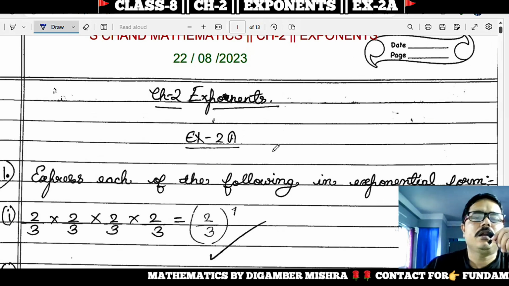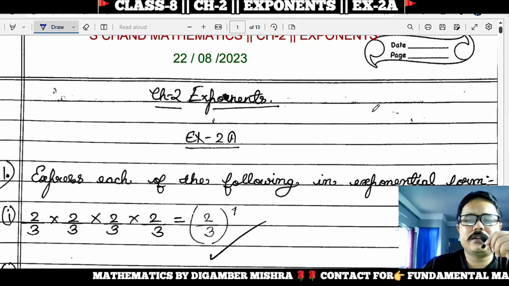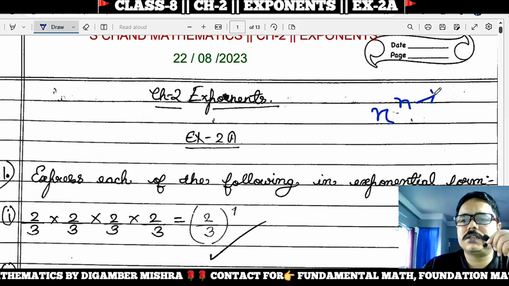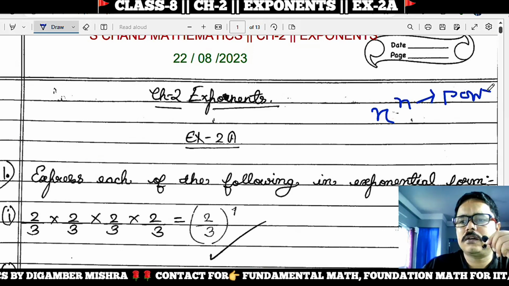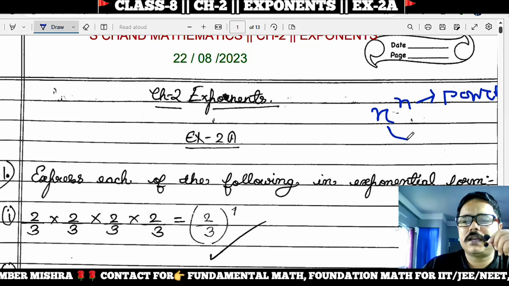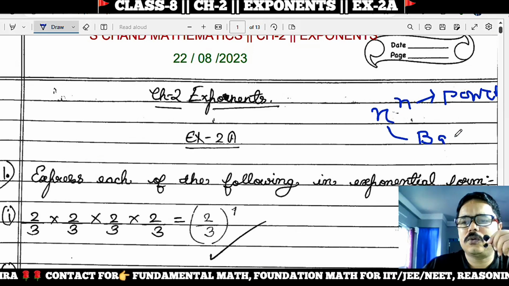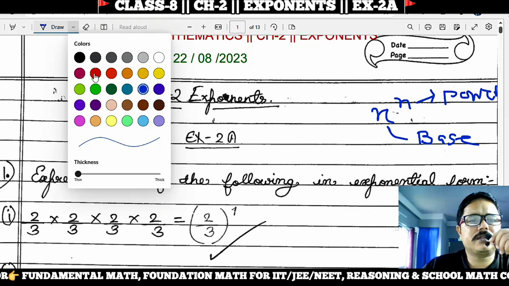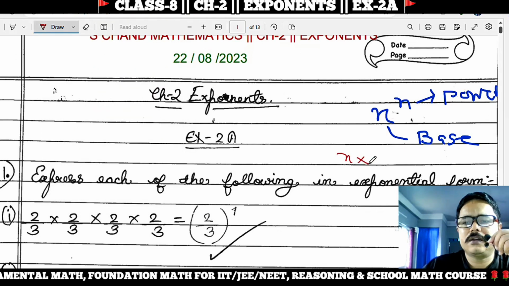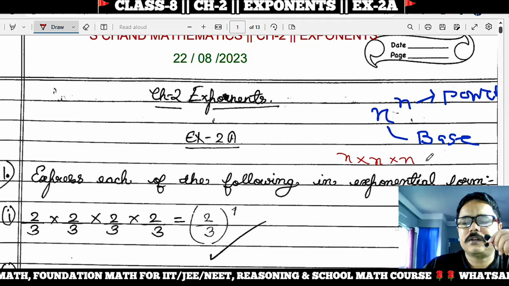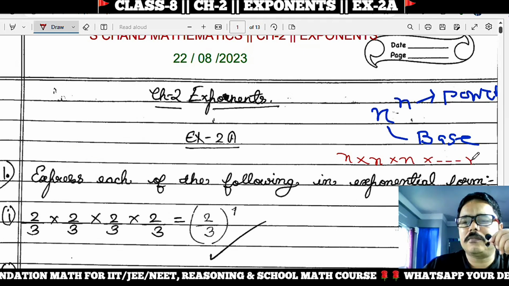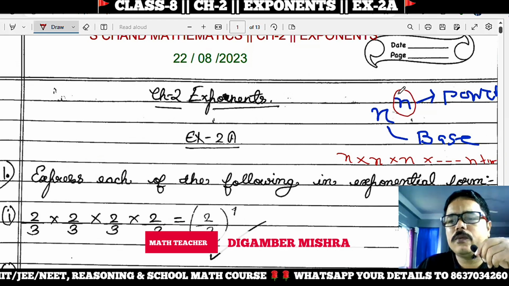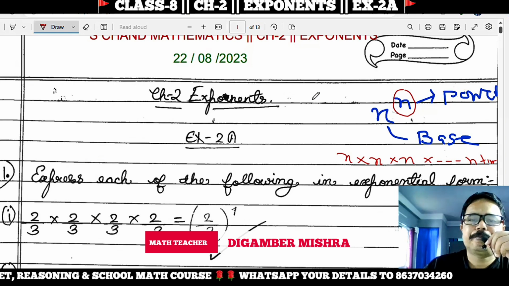This is exercise 2A. The basic thing is that if any number is raised to the power of something, then this is called power, and this x is the base. What does it mean? It means that x will be repeated n number of times, because here the power is n. And we read it as x to the power n.